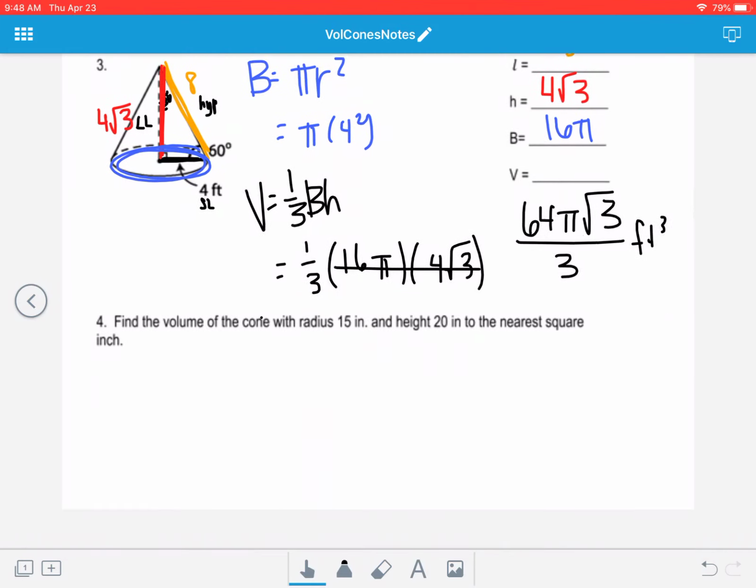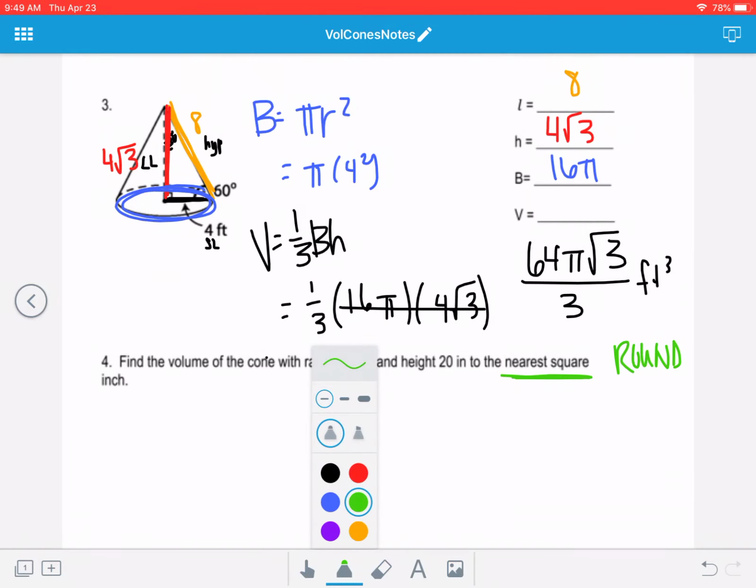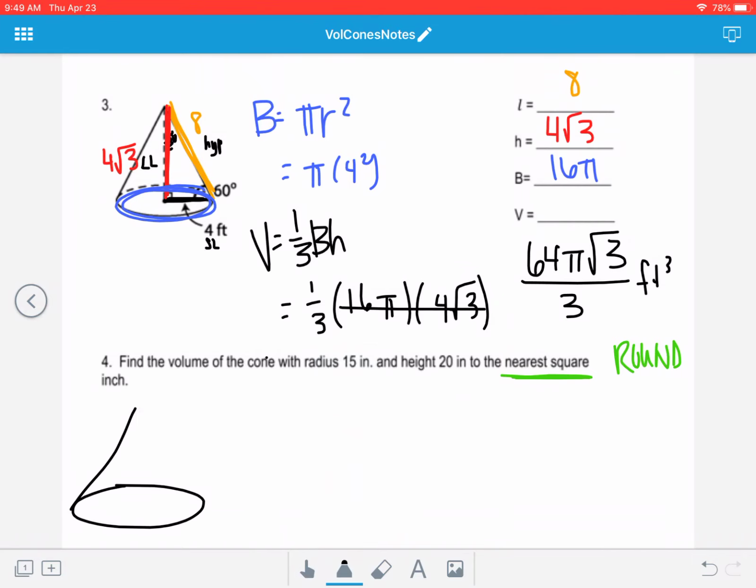Last one, number 4. Find the volume of a cone with a radius of 15 inches and a height of 20 to the nearest square inch. Here, when it says nearest, that means we're going to round. You can draw a picture if you want to. Sometimes you don't have to. It's totally up to you. If you do draw cones, all it really is is an oval and then a triangle.